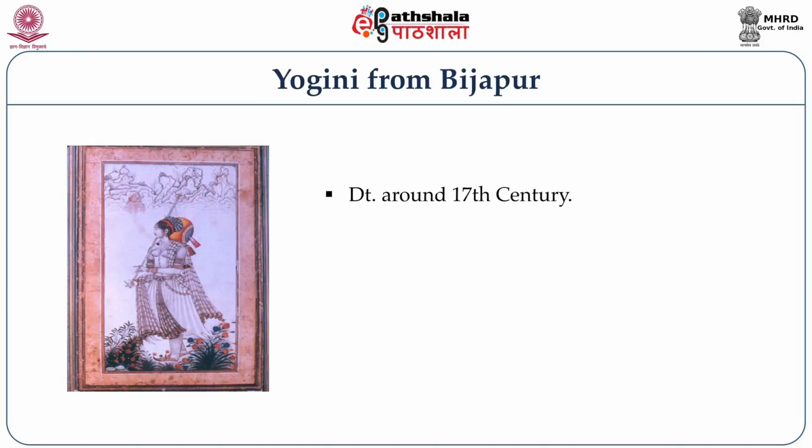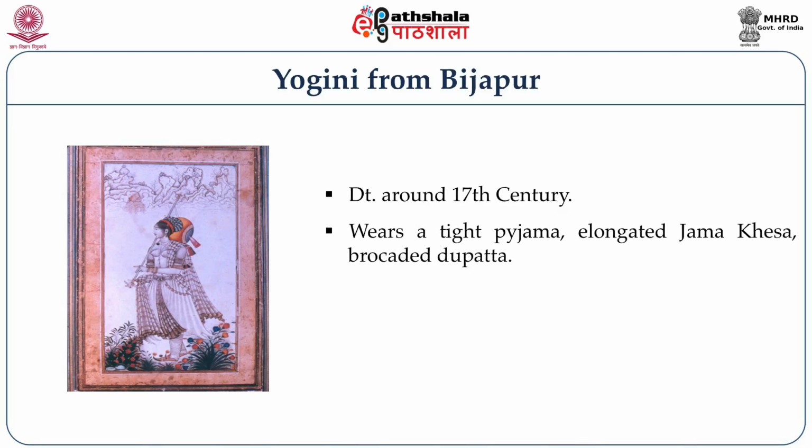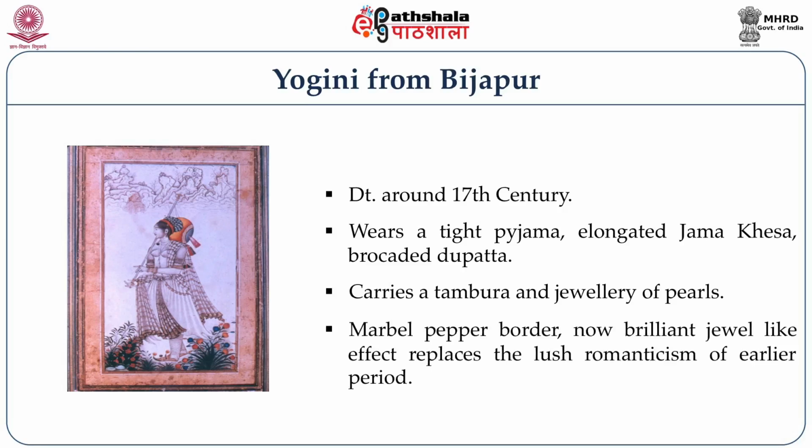There is another interesting painting of a yogini around the 17th century from the Deccan. She's wearing tight pajamas. She has these elongated jamas, a brocaded dupatta. She carries a tambura. There are lots of pearls which she is wearing, and there is a marbled paper border, and the whole brilliant jewel-like effect is replacing the lush romanticism of the earlier period in this painting.